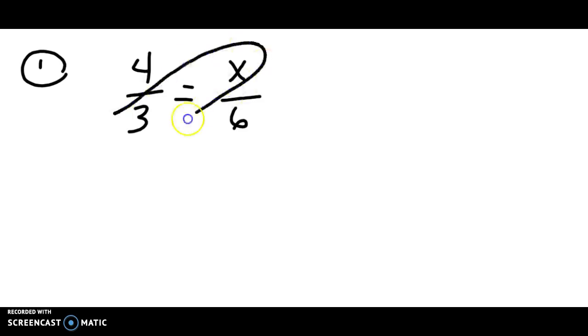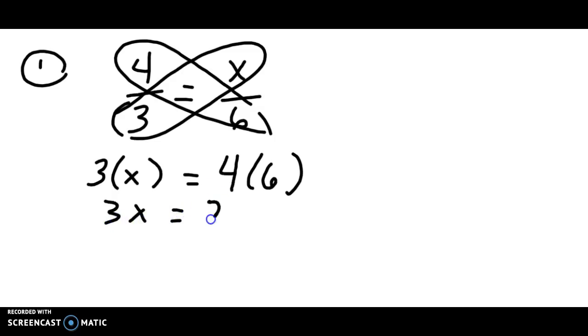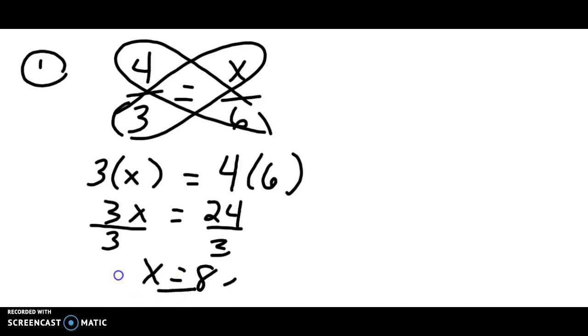So let's circle this. We're really going to write 3 times x equals, and now we're going to do the butterfly on this side. We're going to say 4 times 6. So 3 times x is 3x, and 6 times 4 is 24. And now we're going to solve for x, and x equals 8.